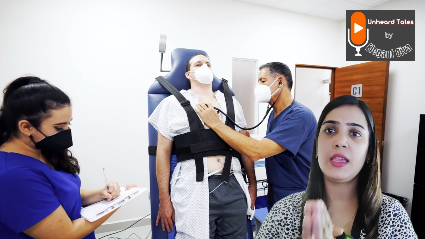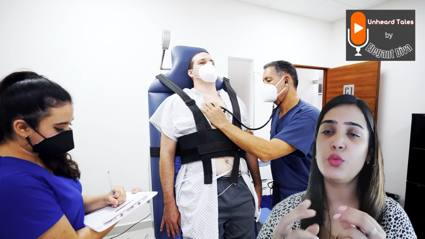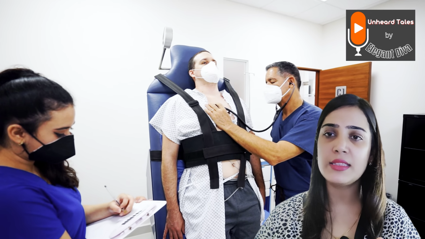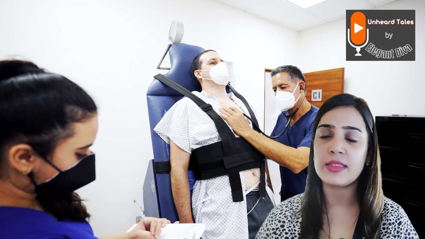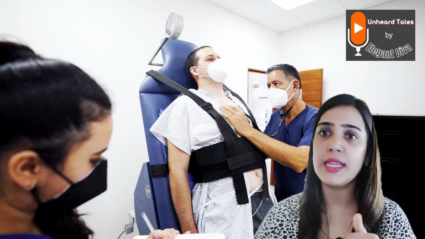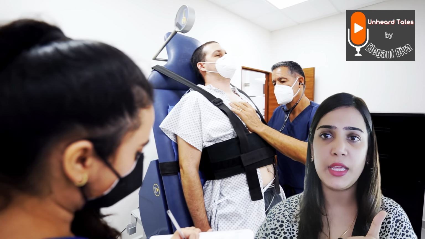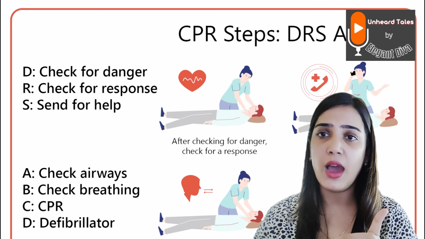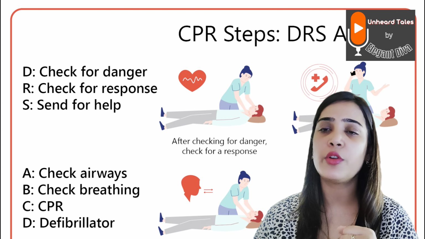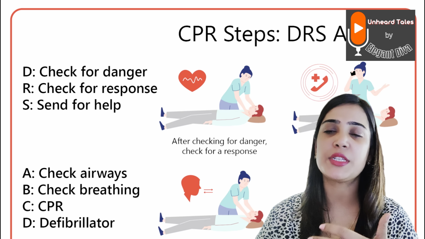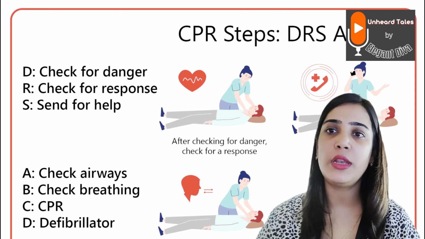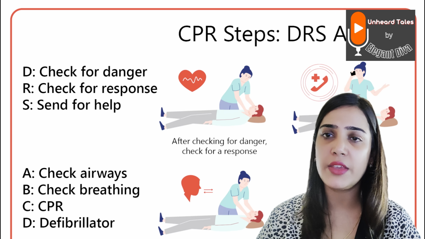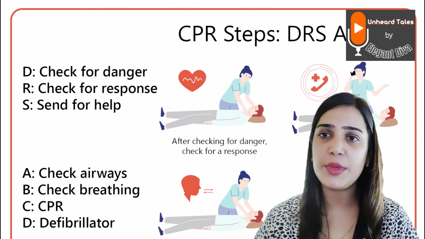CPR basically can be explained with two common terms, which are DRS and ABCD. Now you need to know what DRS is. D stands for danger: detect a danger and identify the place where the patient is lying. R stands for response: check whether the patient is responding or not. S is seek help. So you should call an emergency first and then start giving the CPR. Now what is CPR all about?